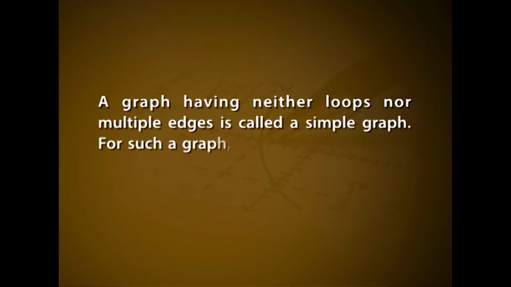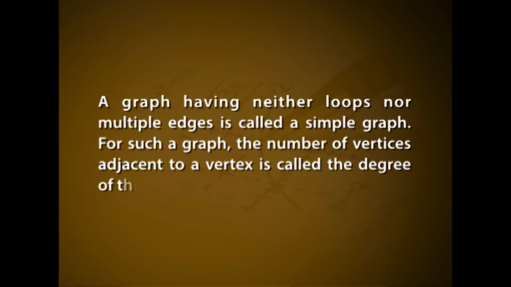A graph having neither loops nor multiple edges is called a simple graph. For such a graph, the number of vertices adjacent to a vertex is called the degree of the vertex. From the definition, it is clear that the sum of the degrees of all the vertices will be twice the number of edges. In other words, the sum of the degrees of all the vertices is an even number.